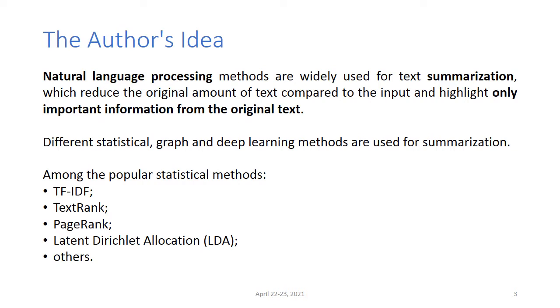Text summarization is one of the most important tasks of natural language processing. The main goal of the text summarization task is to receive the short summary of the input document. This summary contains only important information from the original text. Different statistical, graph, and deep learning methods are used for text summarization. The most popular statistical methods are tf-idf, TextRank, PageRank, and LDA.